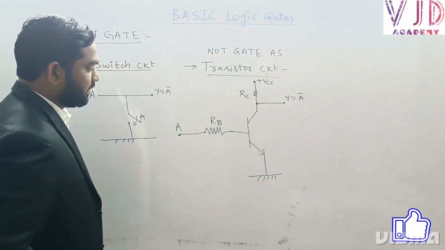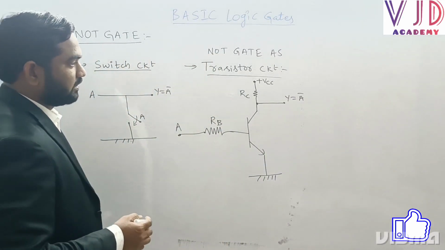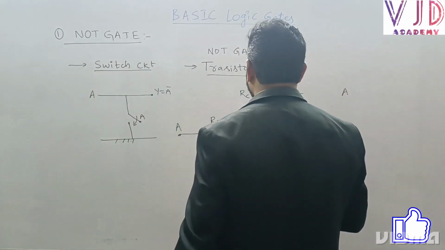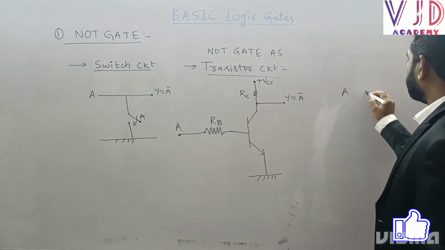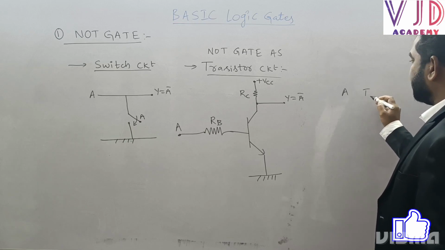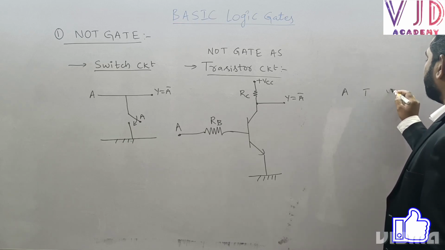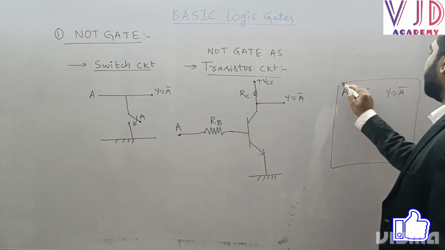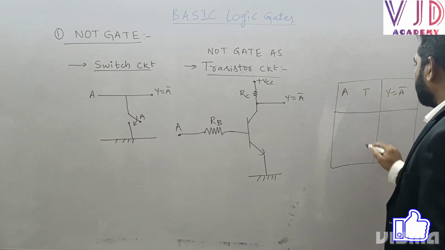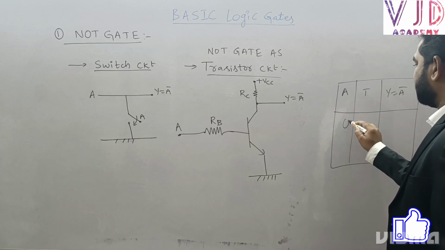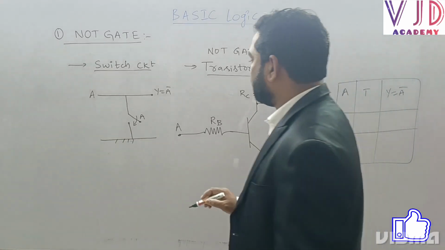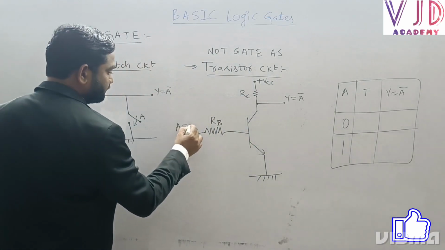Sir, let me try to explain with a truth table. Here A is input, and now transistor state, and output Y equal to A bar. Let me take this example. We know that for NOT gate we have two inputs, one is 0 and another one is 1. Now sir, here I want to apply A equal to 0.